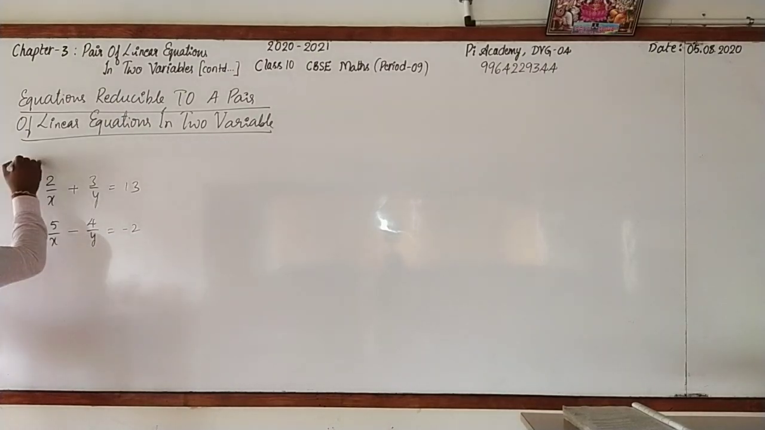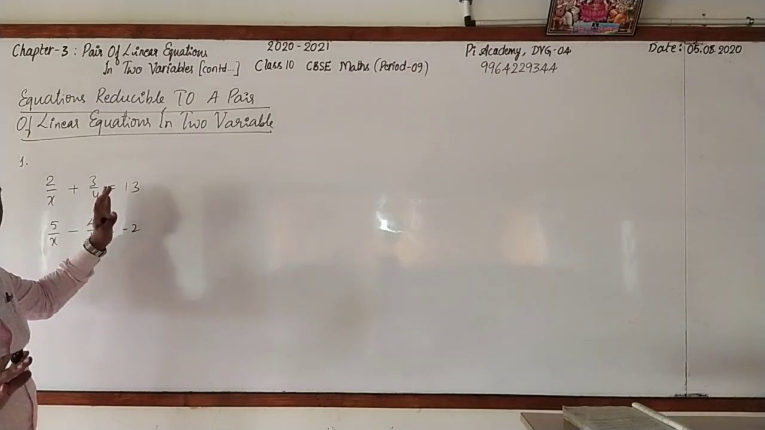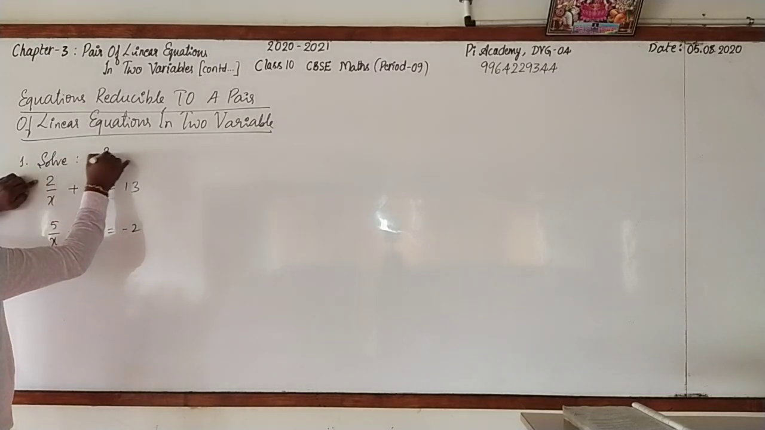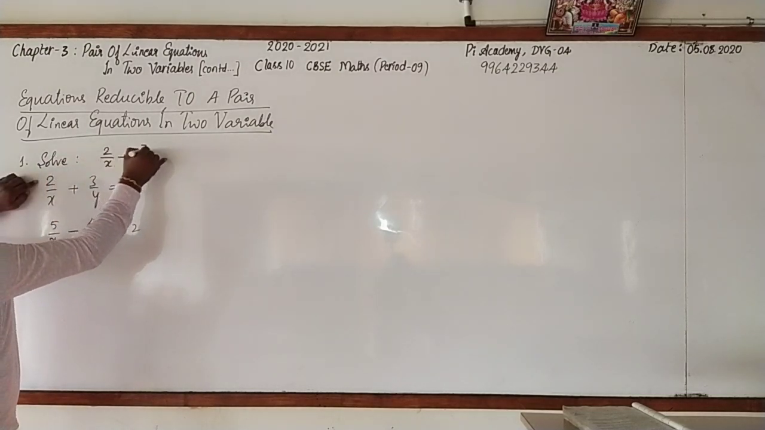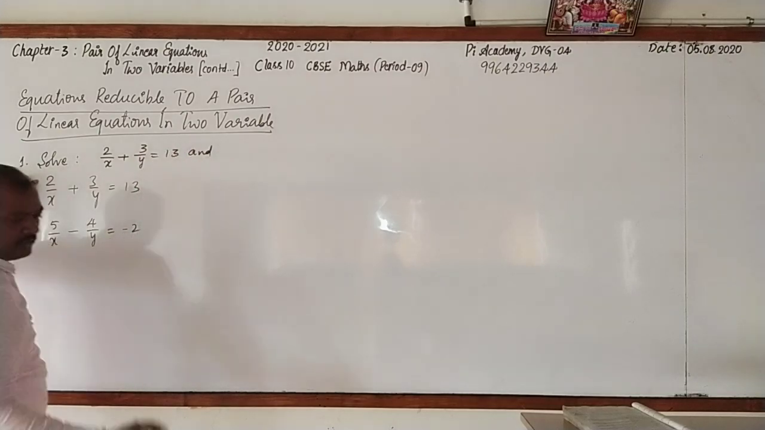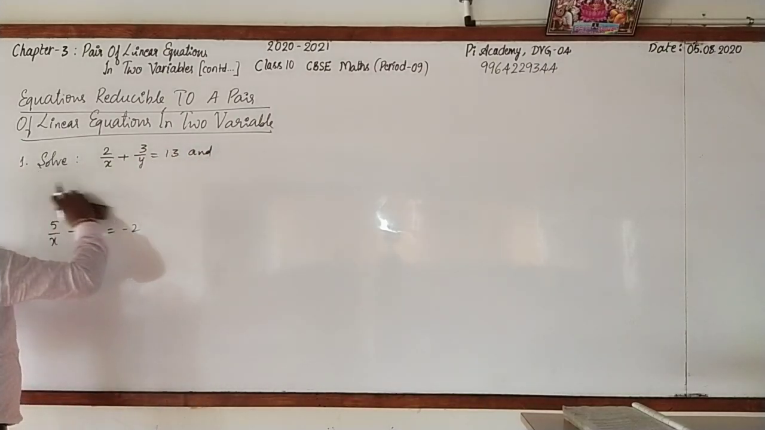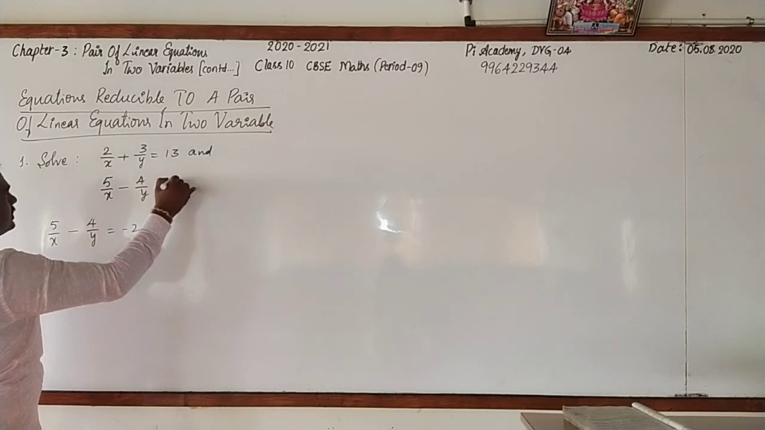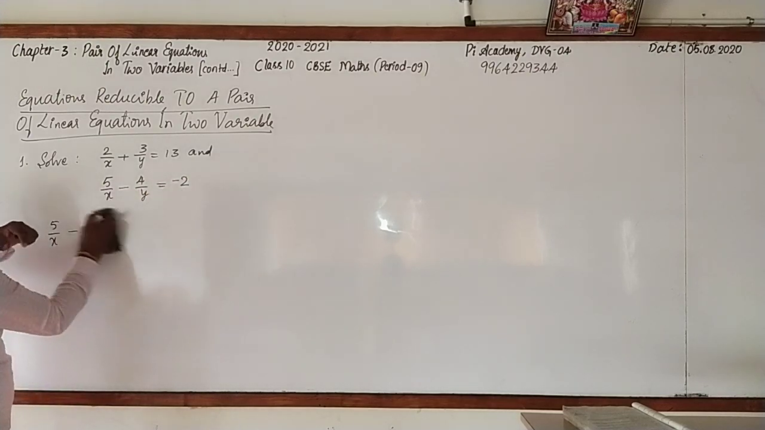So I'll go for taking this as the first one. Please don't write anything. Listen carefully and observe the board. Here I'll write: solve the equations. One is 2 by x plus 3 by y is equal to 13, and another equation is 5 by x minus 4 by y is equal to minus 2.